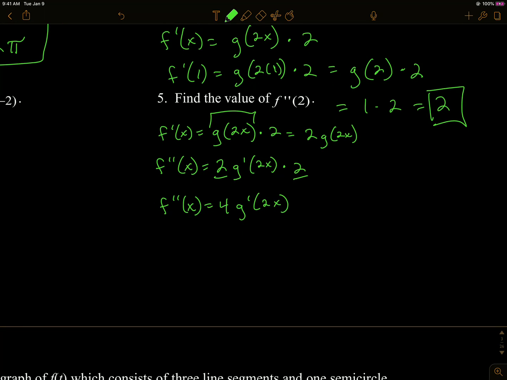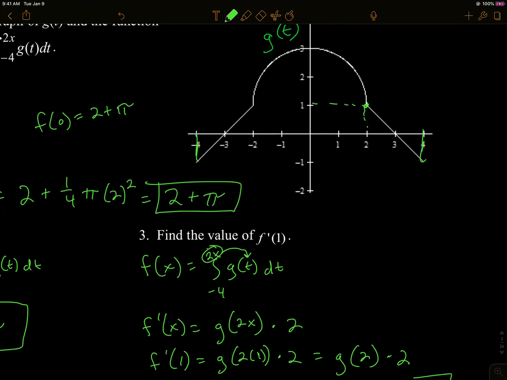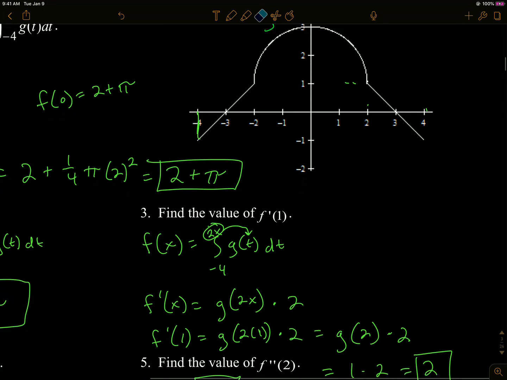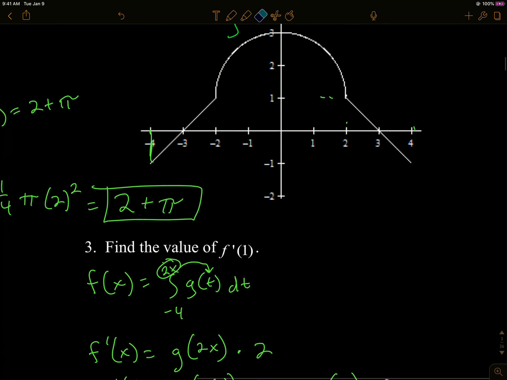So now I want to do f double prime of 2. So I've got 4 times g prime of 2 times 2. So this is going to be equal to 4 times g prime of 4. So how do I find g prime of 4 on this graph if this is a graph of g? If I go to 4, g prime of 4. So if I look at 4, I want the derivative there at 4.